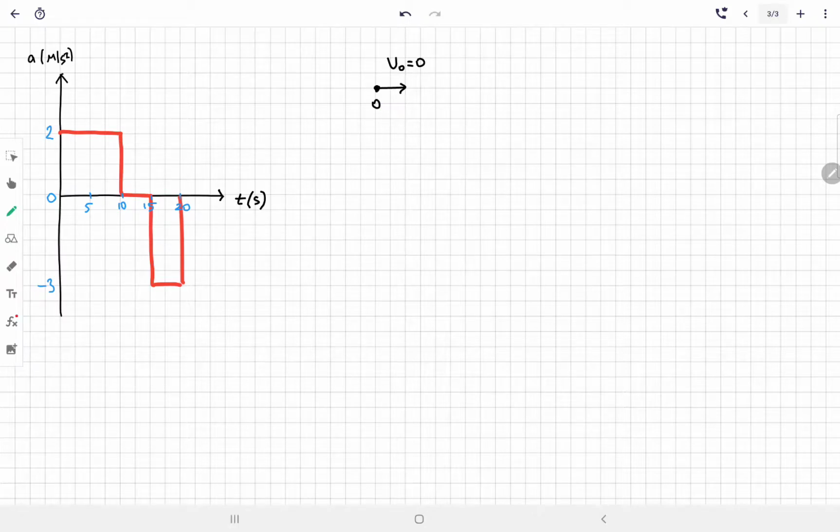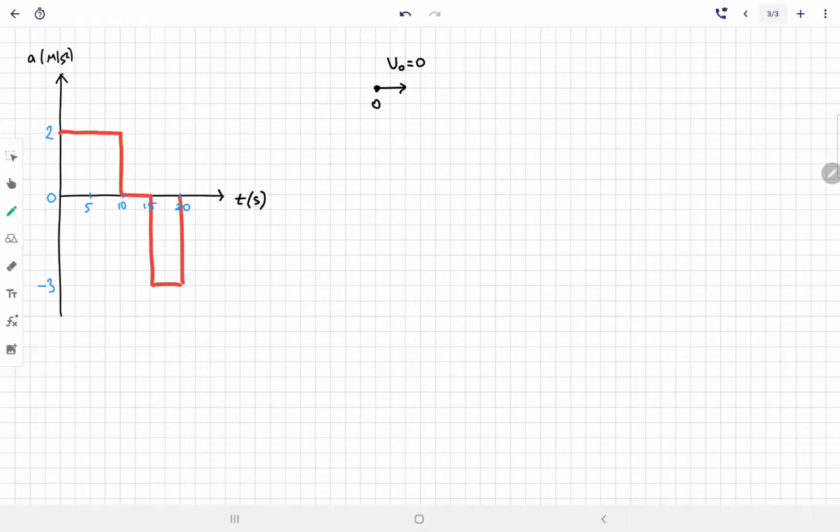Why is it moving to the right? Because of acceleration. Initial acceleration is positive. It means it started its motion to the right. It accelerates to the right. And during the first 10 seconds, acceleration is constant.